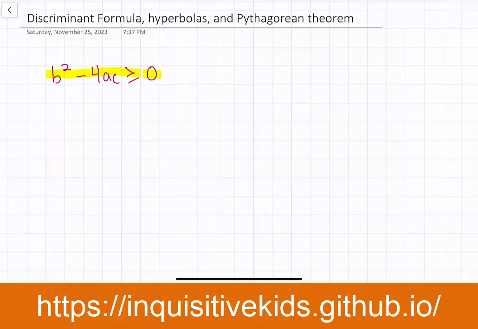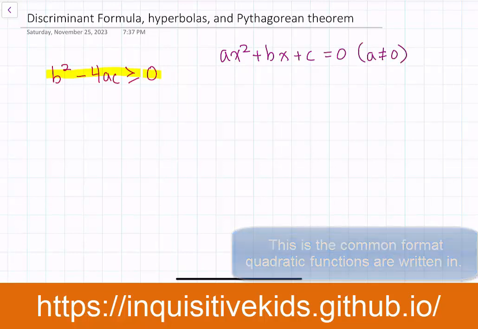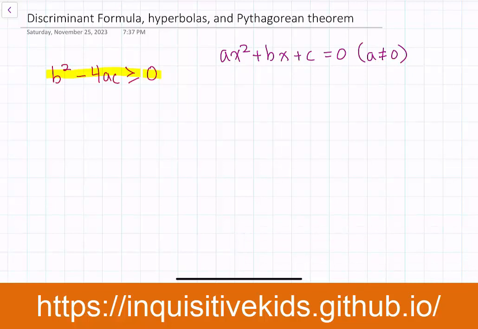So let me first show you the derivation process of this formula. We start off with ax squared plus bx plus c equals 0, where a is not equal to 0. And our first step is to try to turn this into a perfect square formula. So we're going to divide by a on both sides to get x squared plus b over a x plus c over a equals 0. And now we're going to use our magic wand and try to make some things appear that were not there before. They were hiding from us.